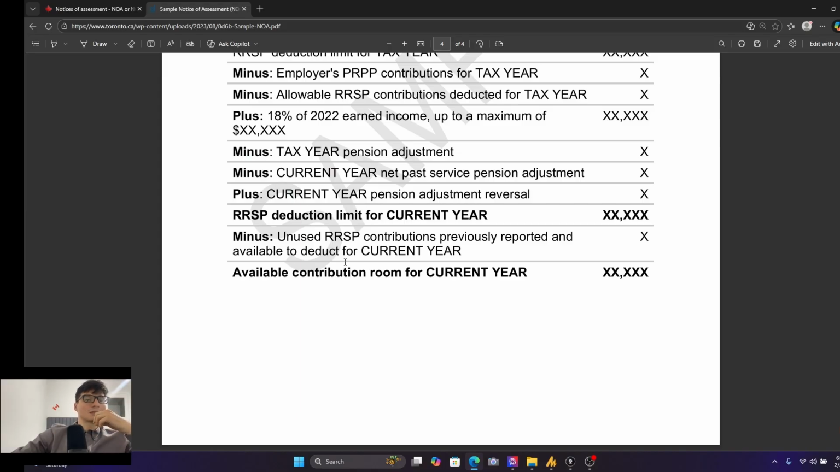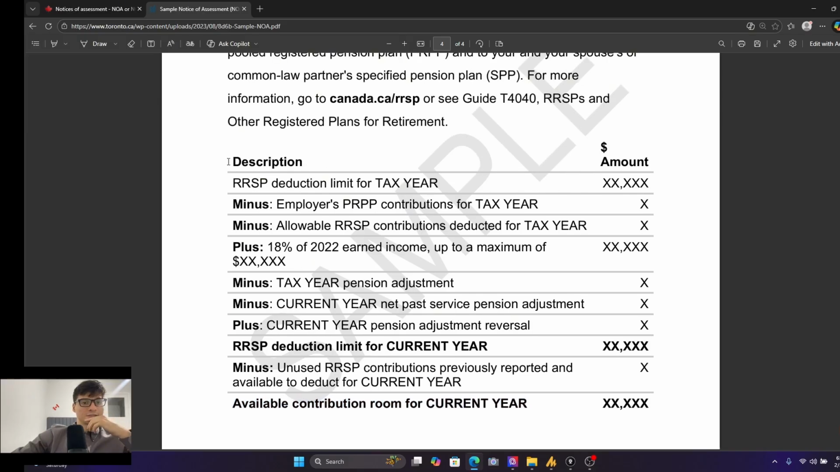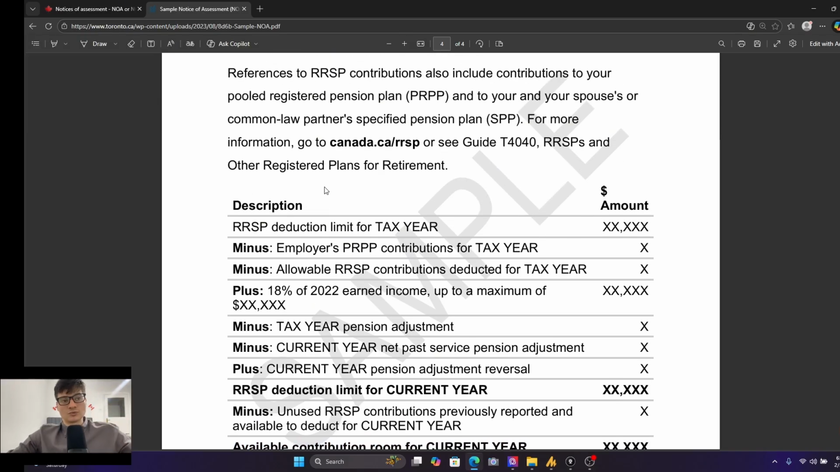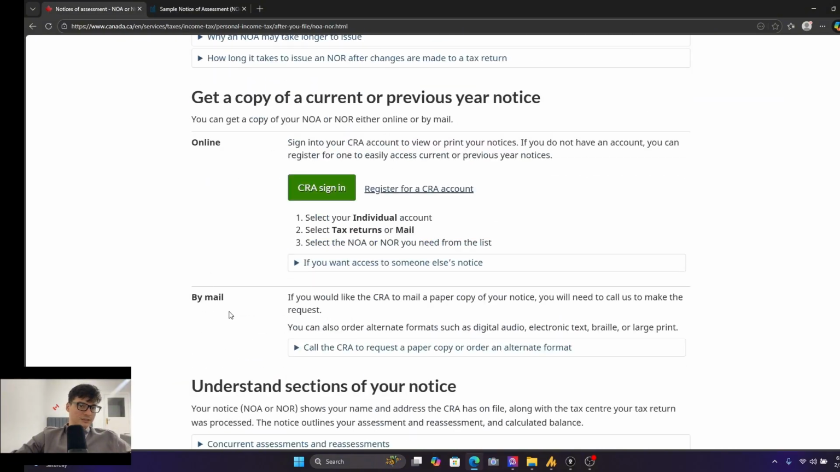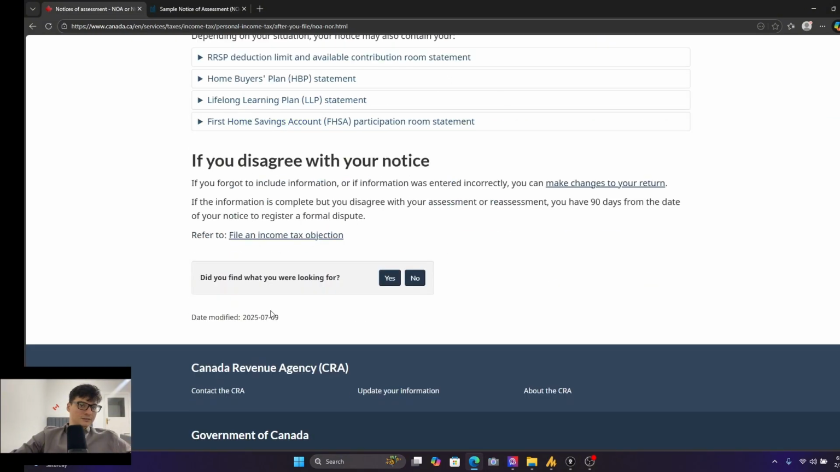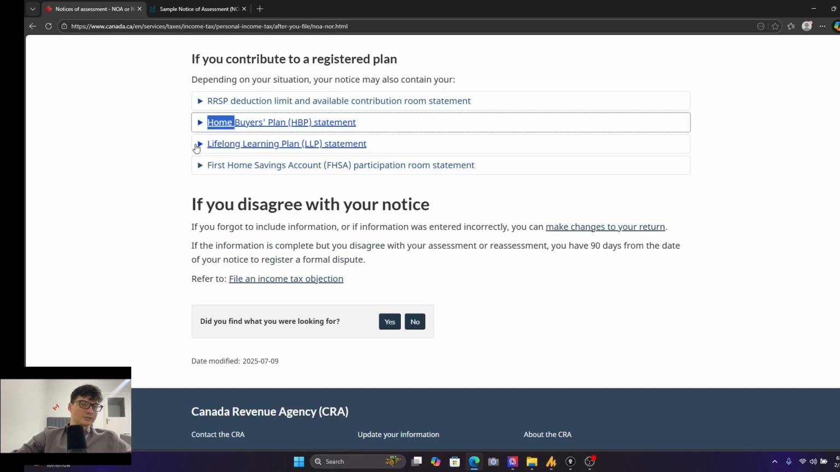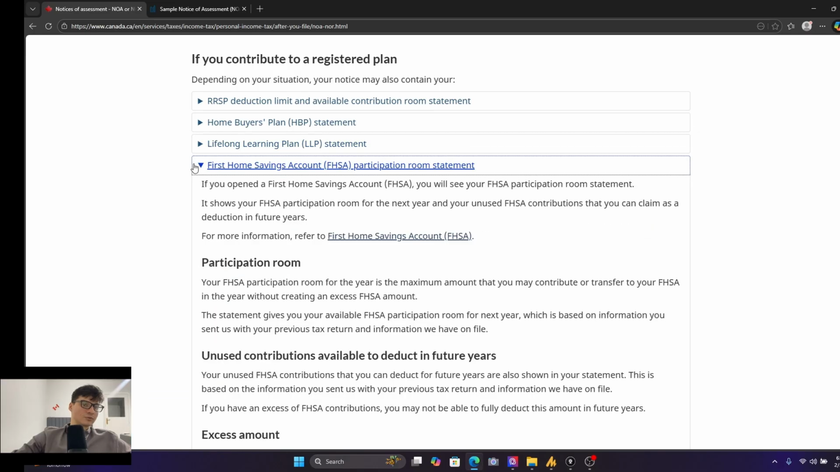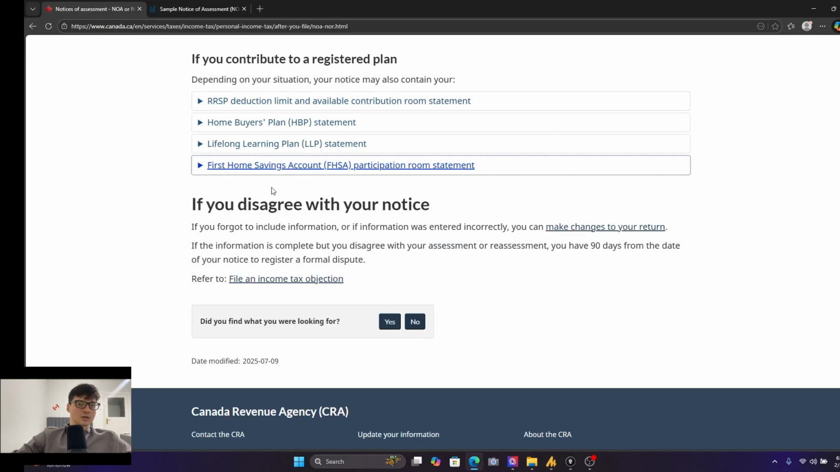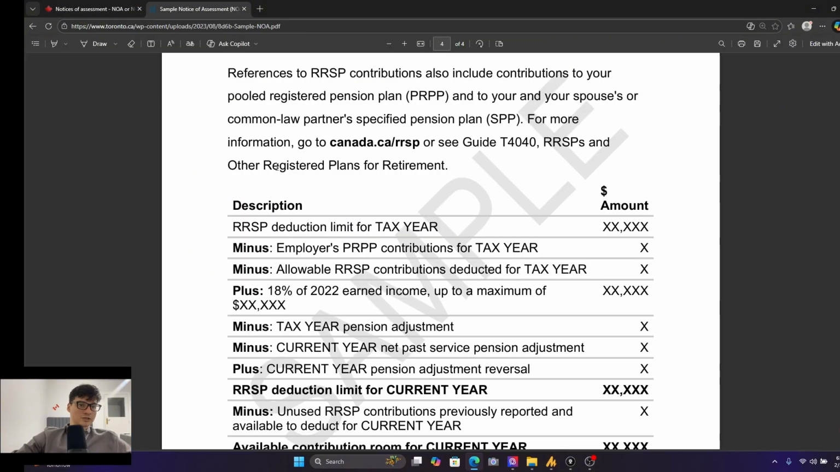So essentially what's important here is knowing how much contribution limit you have left and then how much you'll be able to contribute in the following year. So your RRSP, very important here. And if you look back into this one, they also have the different Home Buyers' Plan, Lifelong Learning Plan, First Home Savings Account. So depending on your notice of assessment, you might also see these balances as well, not just your RRSP.